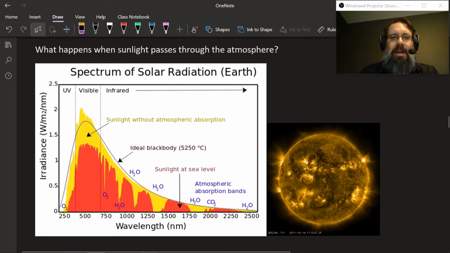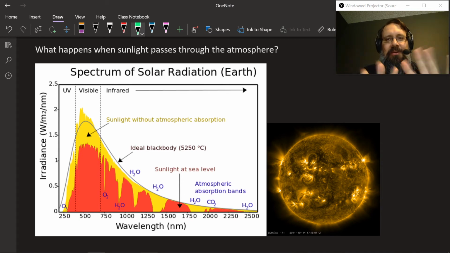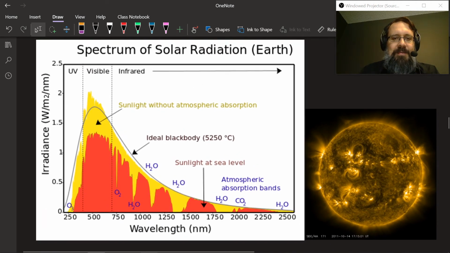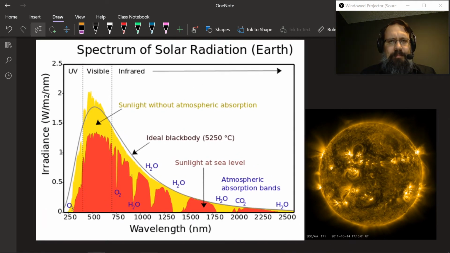All right, so check this out. What happens when sunlight passes through the atmosphere? Imagine we've got the sun shooting out all this radiation towards us, sunlight, and then that sunlight hits the Earth's atmosphere, and then what happens? This graph is really good scientific data showing you what happens. The yellow is the sunlight without the atmospheric absorption, what we receive at the top of the atmosphere. And then the red is what we receive at the surface of the Earth.